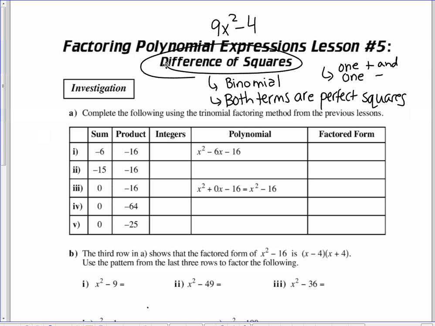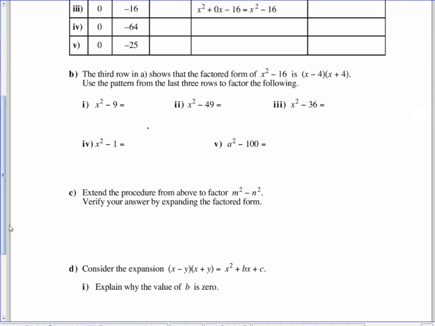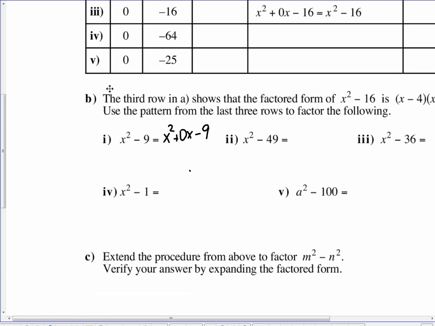It's like a trinomial where the middle term is what? 0. The middle term is 0. So if I wanted to, I could rewrite x squared minus 9 as x squared plus 0x minus 9. Are those not the same thing? It's really small. Let's zoom in. Okay, so if I wanted to factor x squared plus 0x minus 9, what are my two numbers for the x squared?